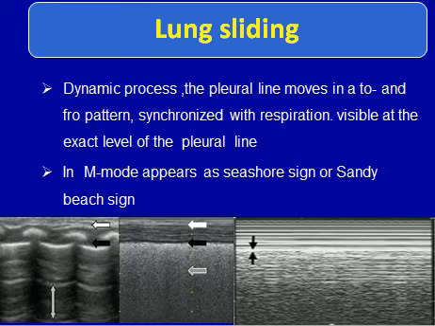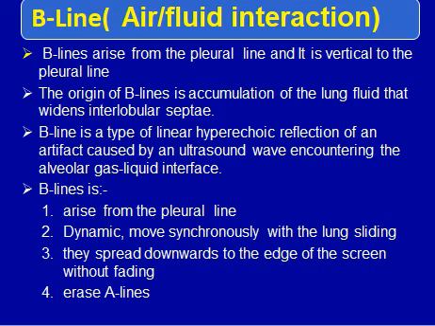So now we'll move to the B line. What is the B line? It is air-fluid interaction. If there is more air and less fluid, there will be fewer B lines. If there is more fluid and less air, there are more B lines. B line arises from the pleural line and is vertical to the pleural line. The origin of the B line is the accumulation of lung fluid.